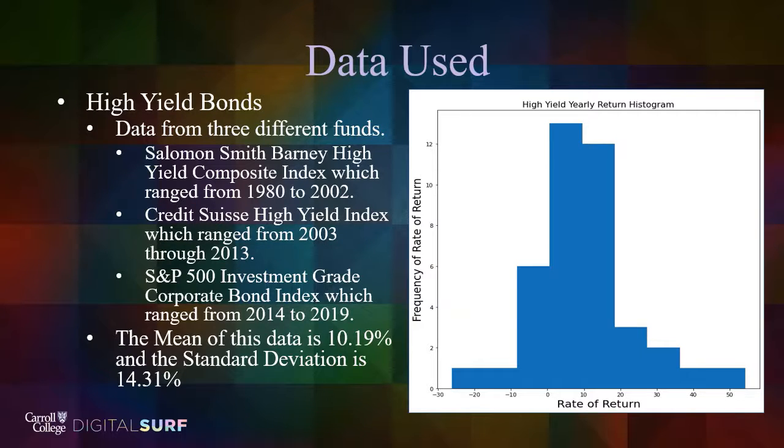The last asset class used in this study was high-yield bonds, which are a type of bond that pay higher interest rates than normal bonds because they are more likely to default.